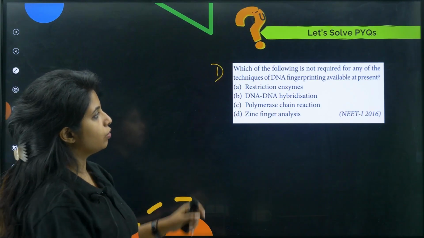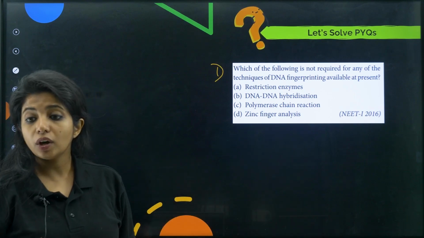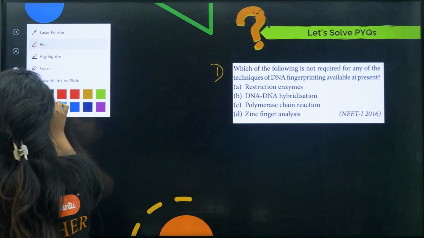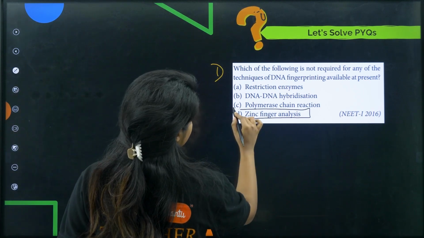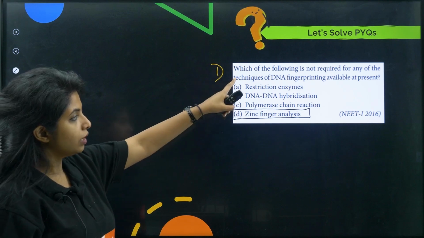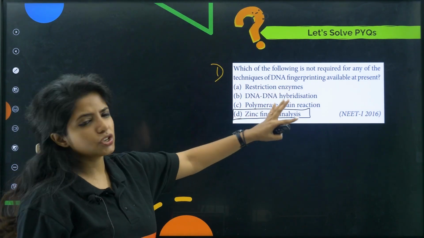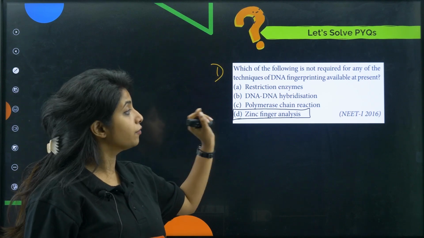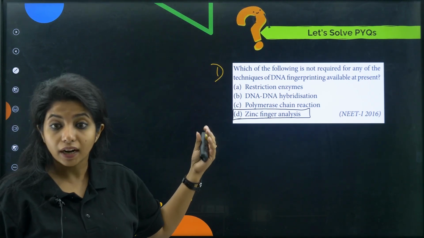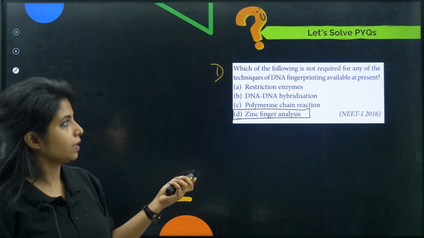So you have restriction enzymes, you have DNA hybridization, you have polymerase chain reaction, and then you have zinc finger analysis. Do you think that you need it over here? You tell me the answer, okay? I'm not telling the answer, you have to tell me. Restriction enzymes, I think, is there, right? DNA hybridization, again I think is there. Polymerase chain reaction, again I think is there. Zinc finger analysis, is it there or not? Or do you think the question itself is wrong? You can have that as well. There are challenging questions as well, where the question itself turns out to be wrong. So you can tell me that.